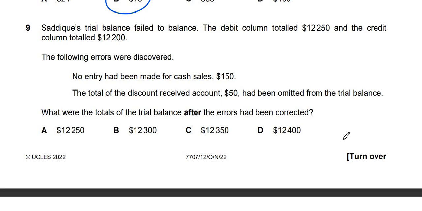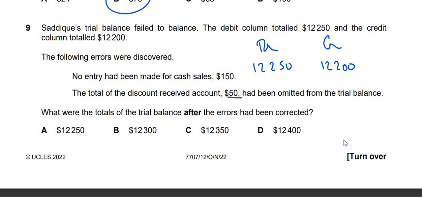9. Sadiq's trial balance failed to balance. The debit column totaled 12,250 and the credit 12,200. The following errors were discovered. No entry had been made for cash sales. The total of discount received account, 50, had been omitted from the trial balance. What were the totals of the trial balance after the errors had been corrected?